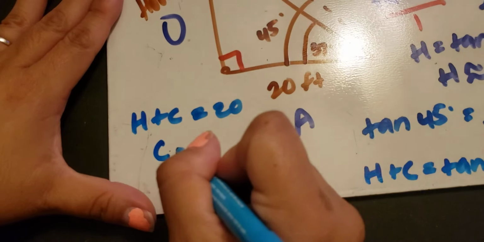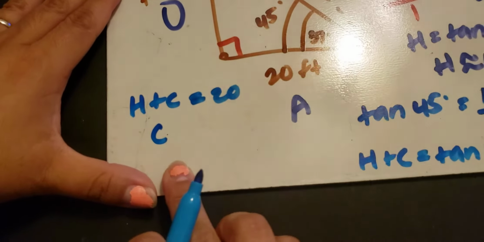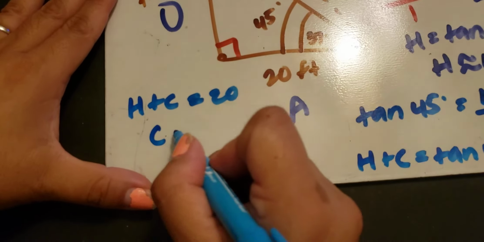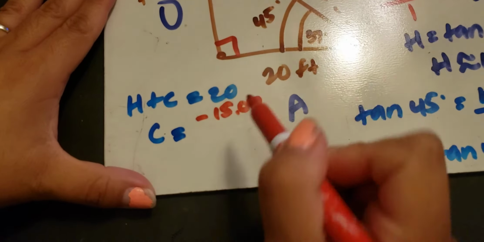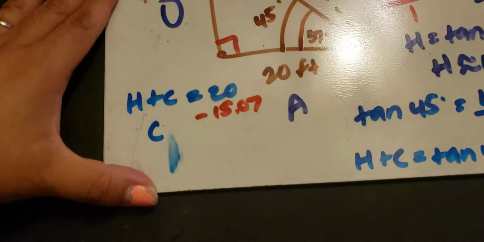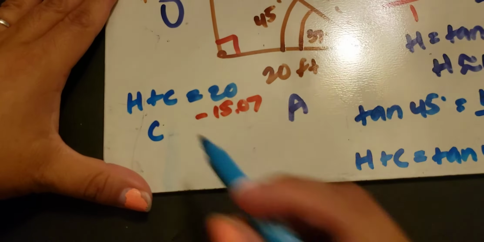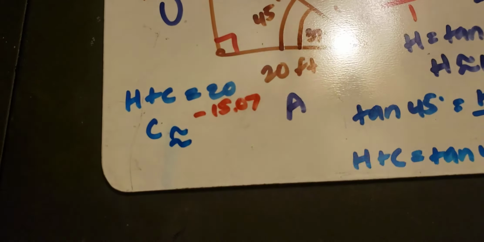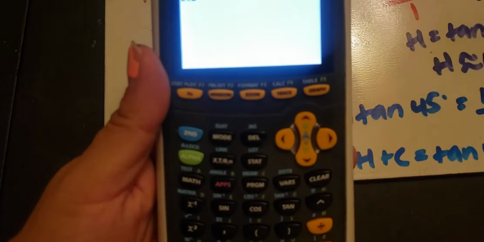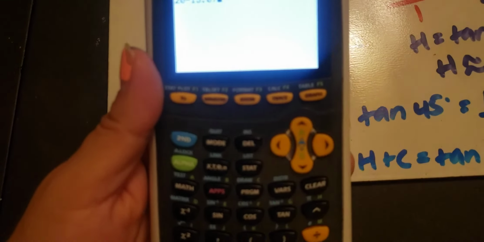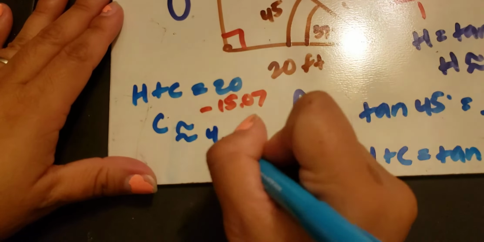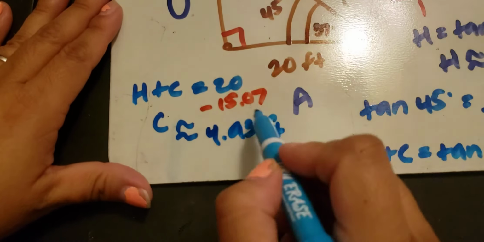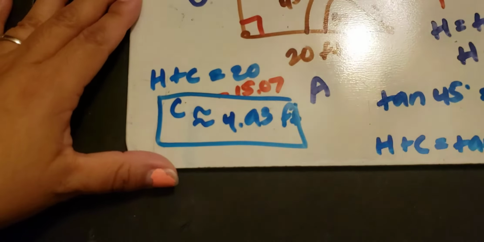So we're going to take chimney, and then basically subtract 15.07. So minus 15.07. And again, I'm going to make it an approximation just because one of our values was an approximation. So 20 minus 15.07, and that should give me approximately 4.93 feet. And that should be our final answer because we want the height of the chimney.